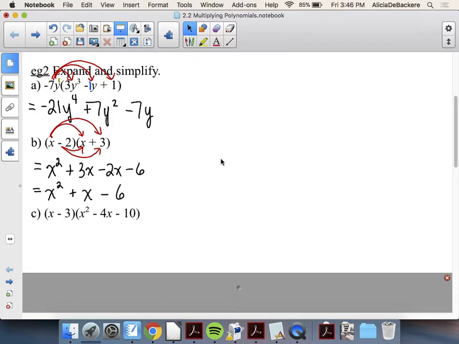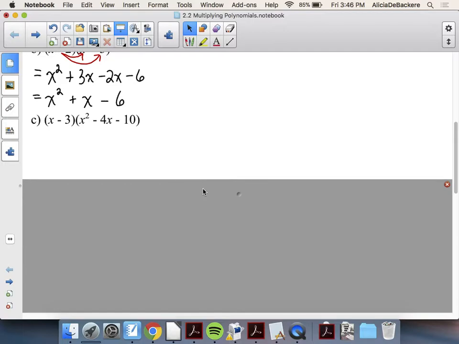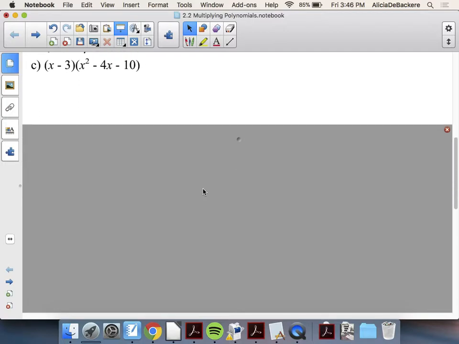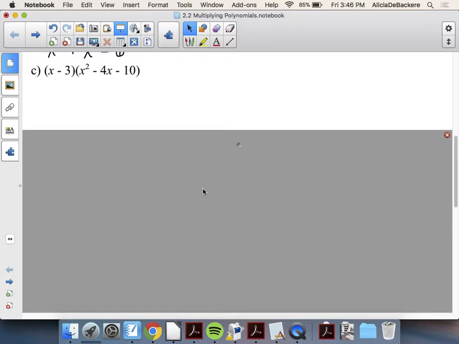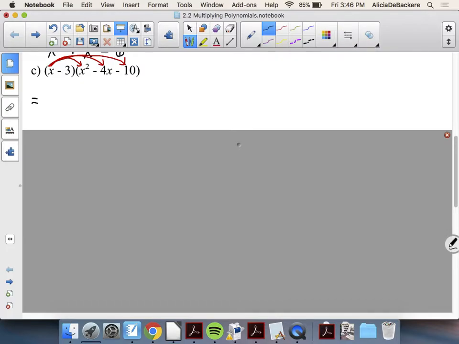Okay, example C. This time I have a bracket with a binomial being multiplied by a trinomial. So again, I'm going to take everything in the first bracket, each thing, and multiply it by everything in the second bracket. So I'm going to take a look at the x, the first thing in the first bracket, and I'm going to multiply it by all three terms in the second bracket. So I get the x squared times my x gives me x cubed, and then the negative 4x times my x gives me negative 4x squared, and then the negative 10 times my x gives me negative 10x.